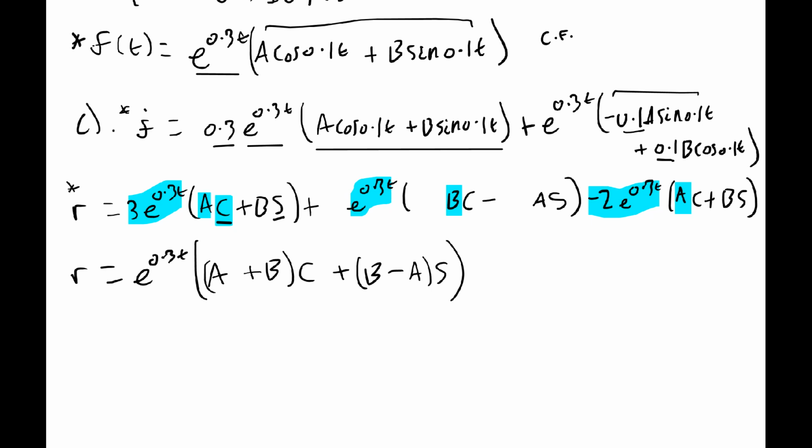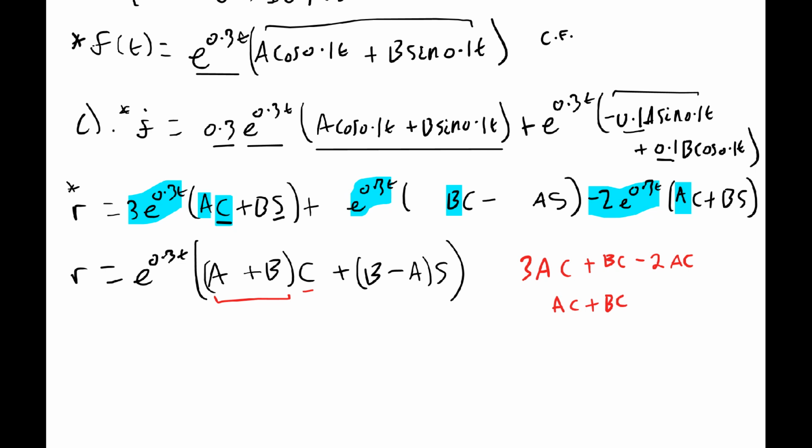So effectively, if we ignore the e to the 0.3t, we're going to have 3ac plus bc take away 2ac, and that just gives you ac plus bc. So this is how I've got a plus b times c in the bracket expression.